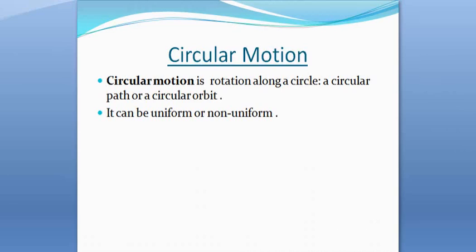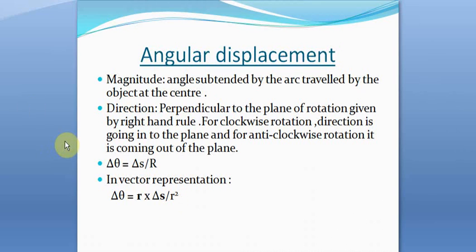With uniform circular motion we mean that the angular rate of rotation is constant, and in non-uniform circular motion the angular rate of rotation is not constant and it is varying with time. Now let's see some definitions. First we'll define angular displacement. Angular displacement is the angle subtended by the arc traveled by the object at the center.